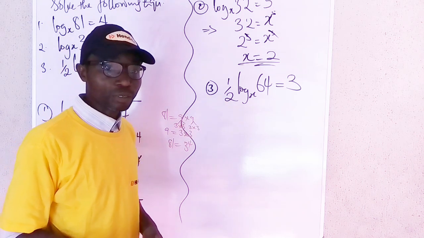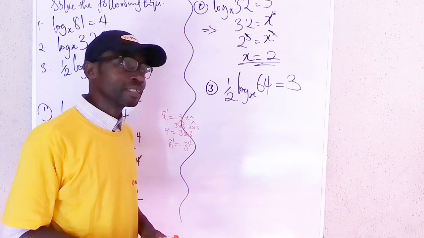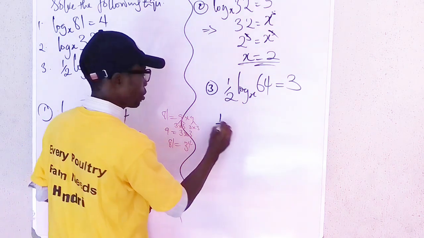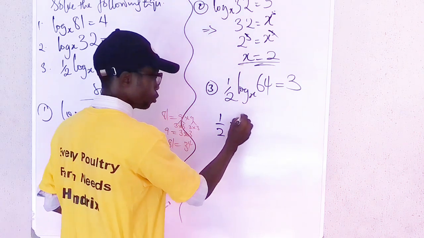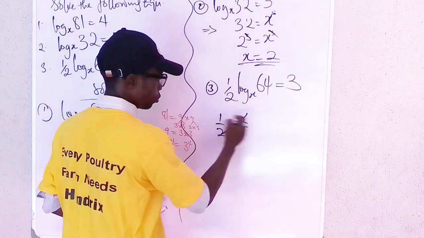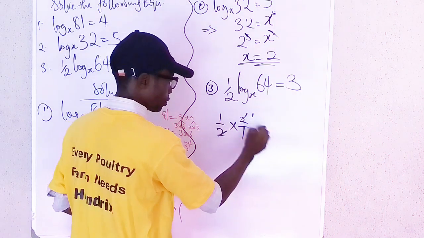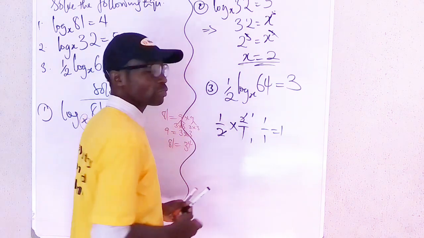So how can we take it away? The only way we can remove this is by doing the opposite of this. This is 1 over 2. If I multiply 1 over 2 by 2 over 1, 2 will cancel 2, and so it will remain 1, 1. 1 times 1 is 1. 1 times 1 is 1. So 1 divided by 1 is just 1. So 1 will be at the back of this place.